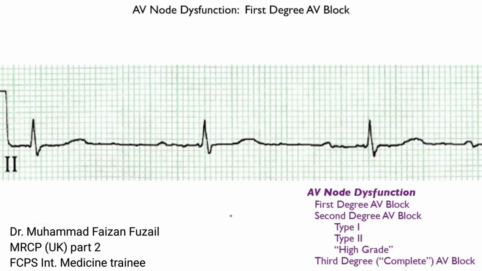Today we are going to discuss heart blocks and how they appear on ECG. Just to quickly review, the categories of AV block include first degree, where all the P waves conduct. It just takes a little bit longer.